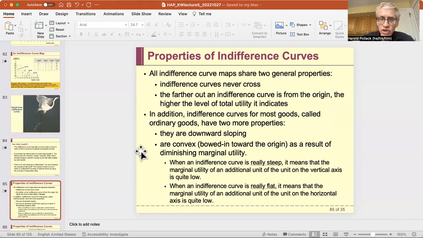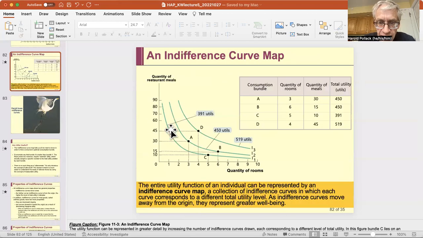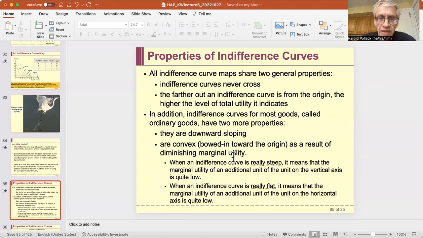So things to notice about indifference curves. Indifference curves never cross. If you look, for example, at these curves, they have different shapes, but they never actually touch each other. Because if they touch each other, it'd be like saying 450 utils equals 519 utils. By definition, they cannot intersect. So that's one thing that's important. The further out you go from the origin, the higher your utility. So as you get richer, you're on a utility curve that tends to be further away from the origin, because you can just buy more stuff.